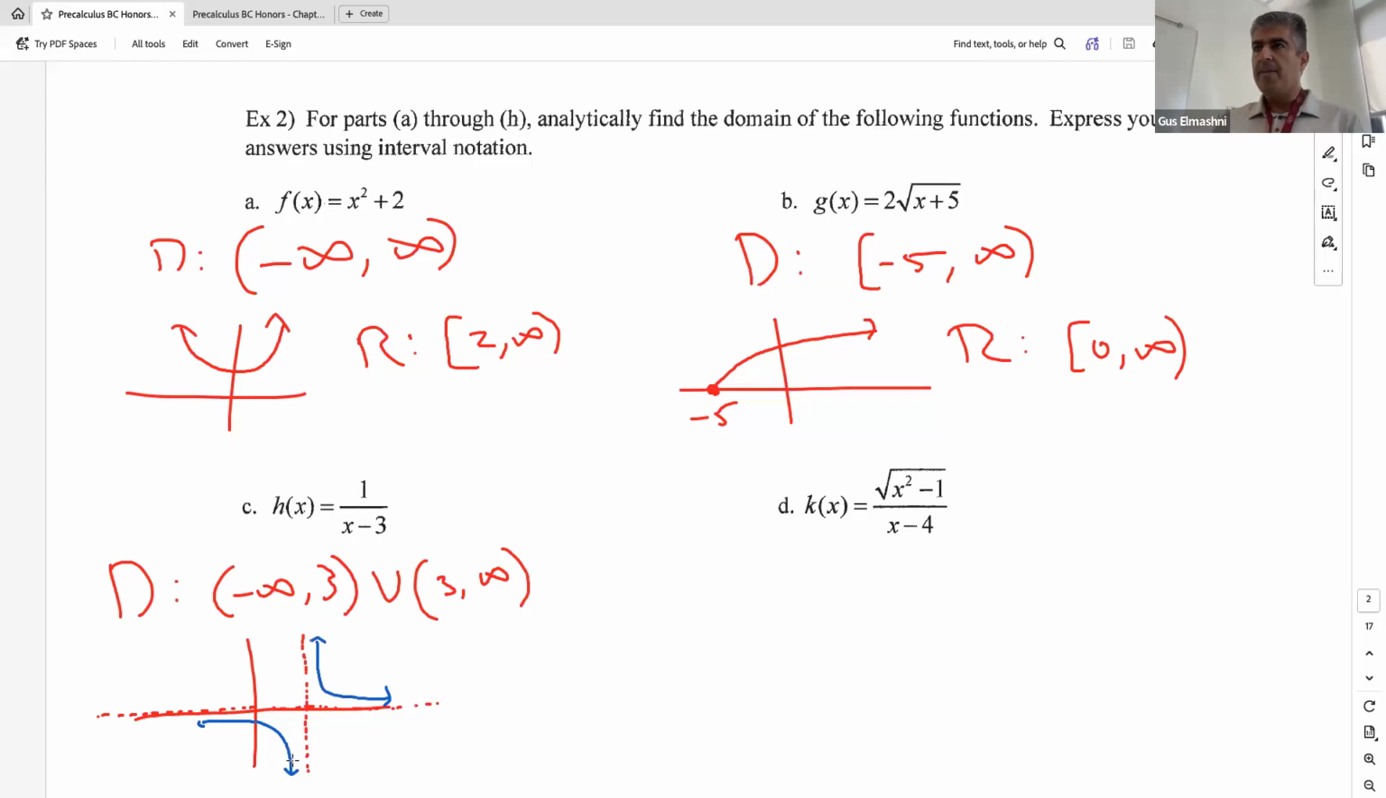So I expect the graph to look like that. You guys did these kind of graphs, right, last year? Okay, cool. So I think that makes sense. Yeah, I think that's okay. Now, let's think about the range.